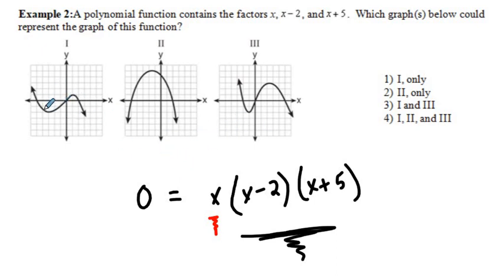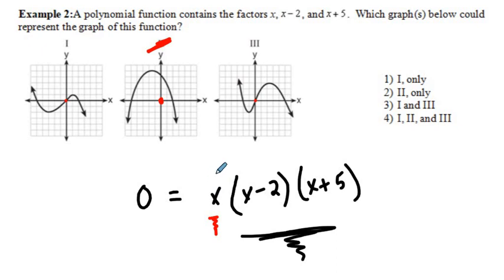So which of these graphs have a root at 0? I guess probably a better question, which of these graphs does not have a root at 0? We can eliminate 2 right now. We can see that at x equals 0, it does not cross the axis, so it can't be that one. But at 1, we do have a root of 0, and we have another root of 0 here.